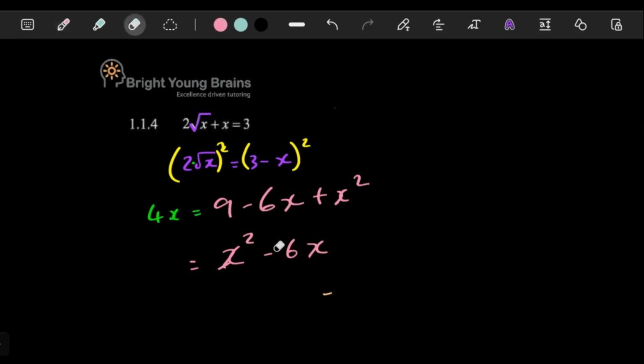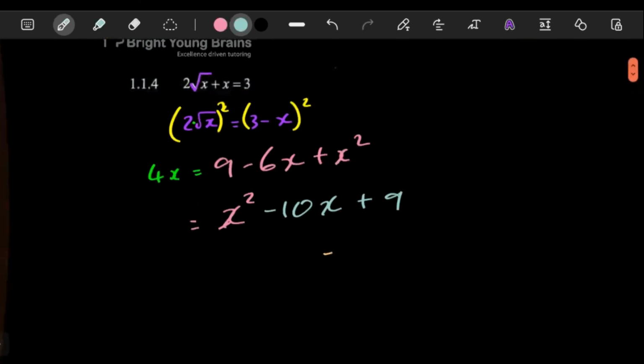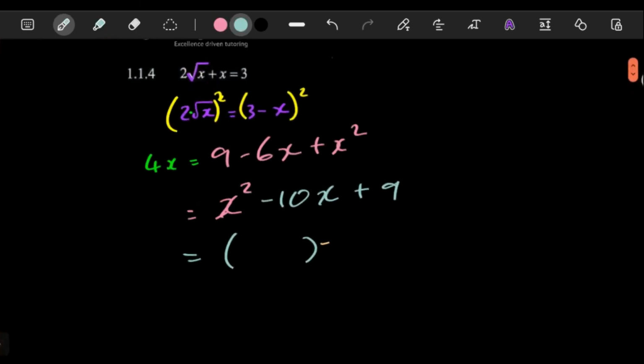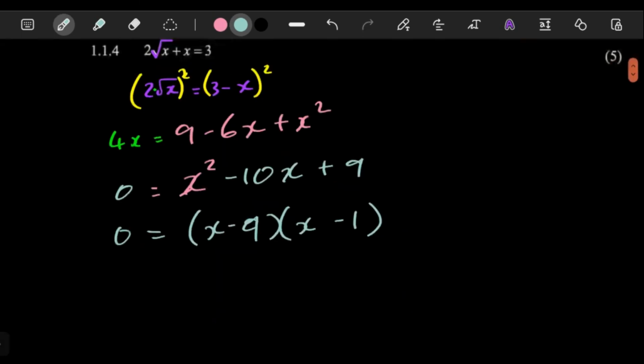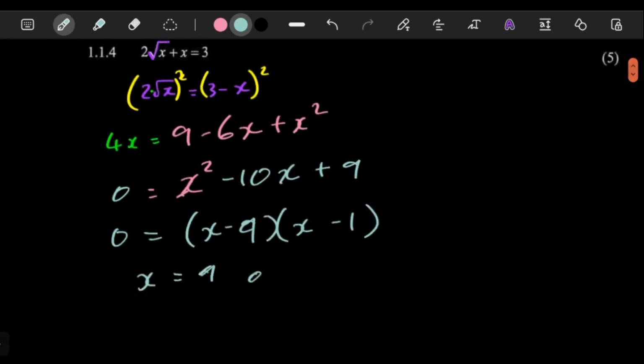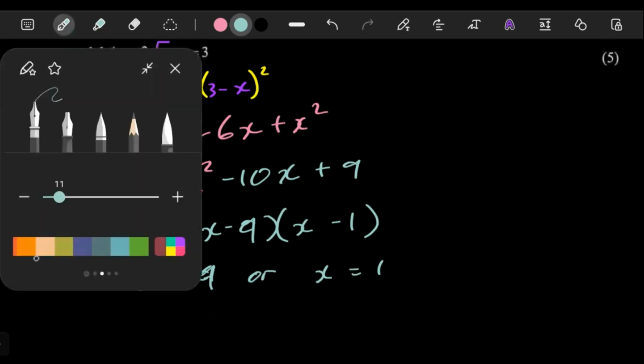So in the next step here, -6 minus 4 would have given us a -10, and then plus 9. Factors of 9 that give a 10 are just 9 and 1. So 9 and 1 are our factors. So let's see here. 9, 1, x. To get a -10, you have to say -9 minus 1. So here x is 9, or x is 1, right? So let's carry on.